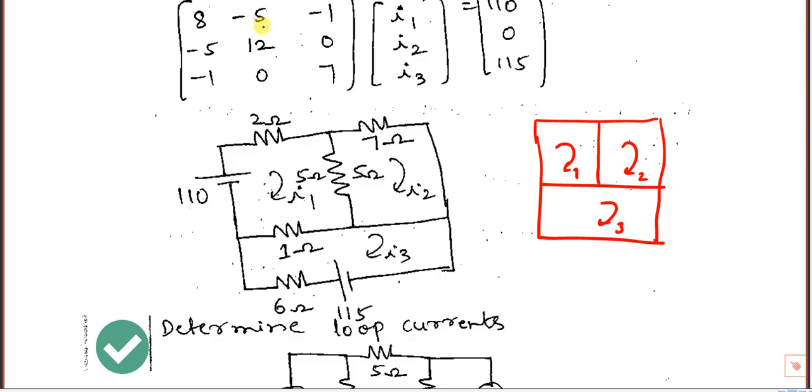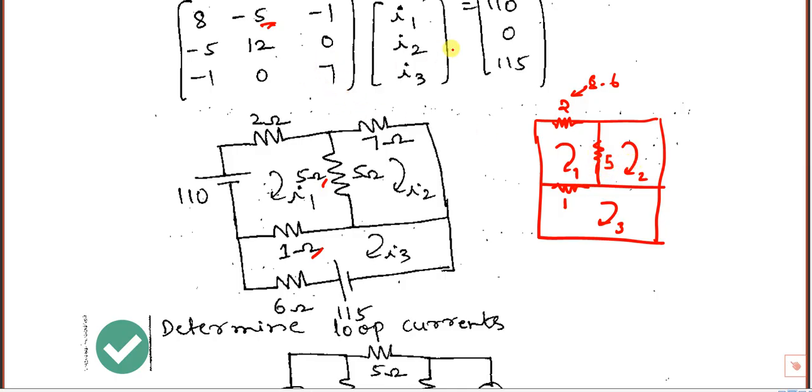Common to 1 and 2 is what? 5. So write 5 here. Common to 1 and 3. Write 1 here. So 1 is over, 5 is over. Next, the sum of resistance in mesh 1 is 8. How much is over? 5 plus 1 is 6. So the remaining you have to write: from 8 you subtract 6, so you write 2 here. This is 8 minus 6, where 6 is 5 plus 1.